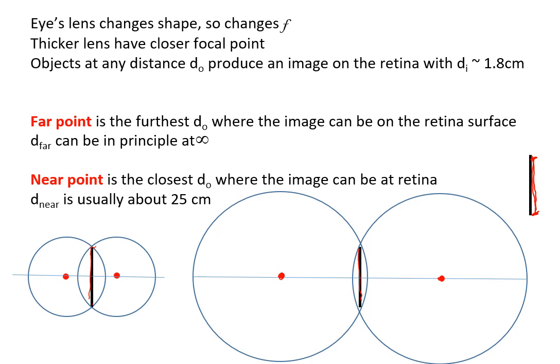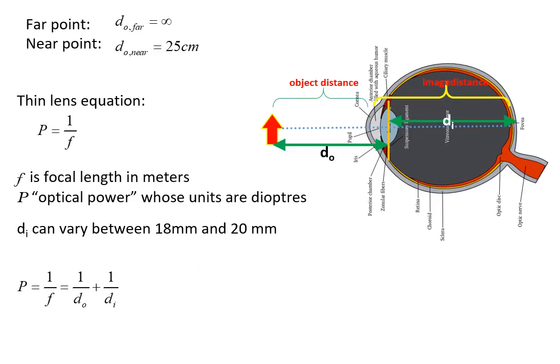So the far point is the farthest DO where the image can be on the retina surface. The far point can in principle be at infinity. The near point is the closest DO where the image can be on the retina. The near point is usually about 25 centimeters. So the focal length, the distance between the lens and the focal point in the eye, is fixed, but because of the accommodation of the eye, the object can be in clear focus on the retina. Let us repeat this concept. The far point is DO at infinity, the near point is DO at 25 centimeters.